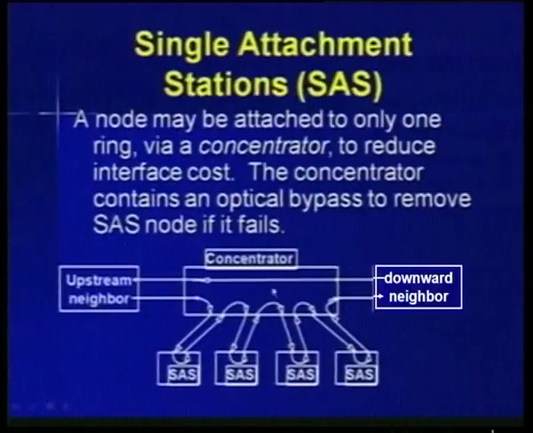Look at the situation that you have here. You have these SAS, or single attachment stations, connected by means of optical fibers to a concentrator. You have an upstream neighbor on this side and a downstream neighbor on the other side, and you have options available at the concentrator to optically bypass or remove a SAS node if it fails. Just as we had a relay in the case of 802.5, here you have an optical bypass to remove a SAS node if it fails. So, we have two options of connecting in the FDDI mechanism.